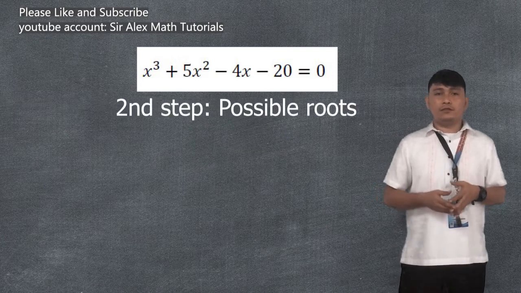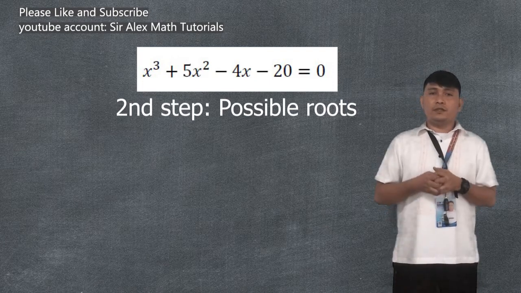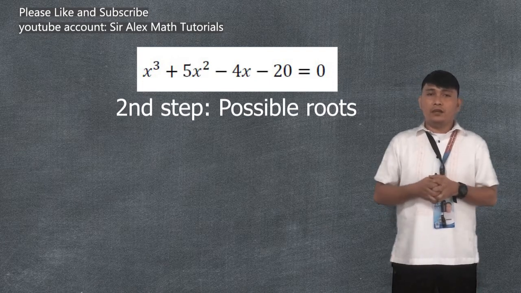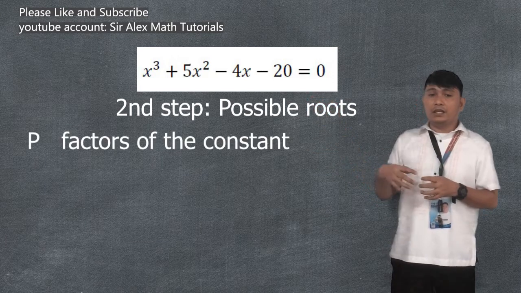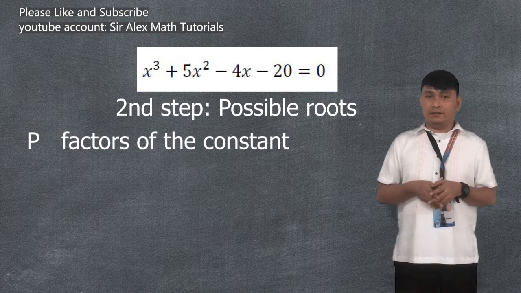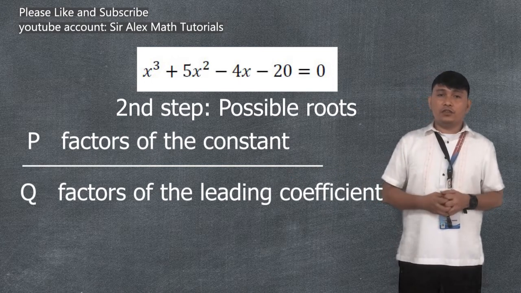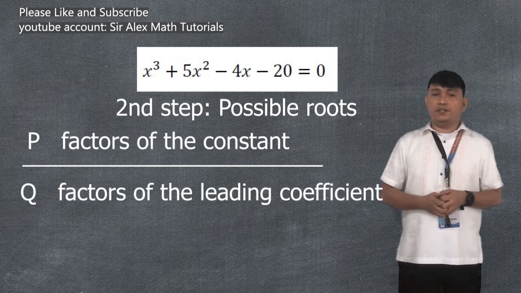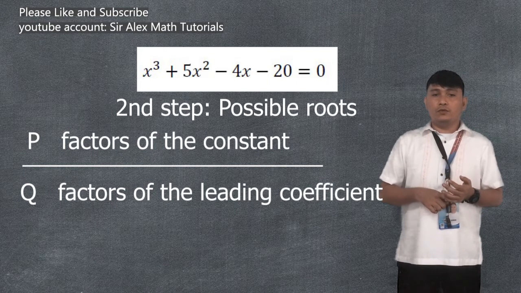In order for us to get the possible roots of a polynomial equation, we must first define the p over q. So what is the p over q? P is or are the factors of the constant, and the q are the factors of our leading coefficient. So all in all, the possible roots will become the p over q.